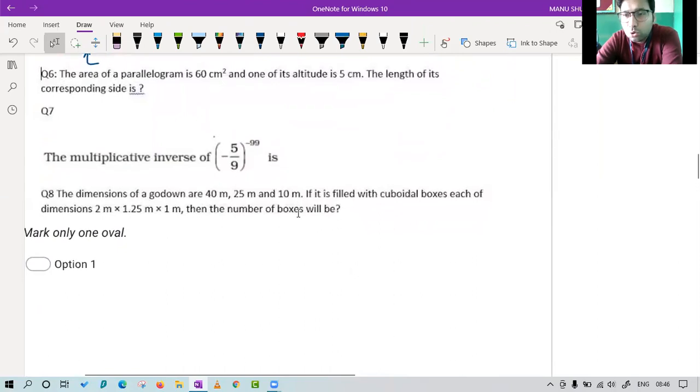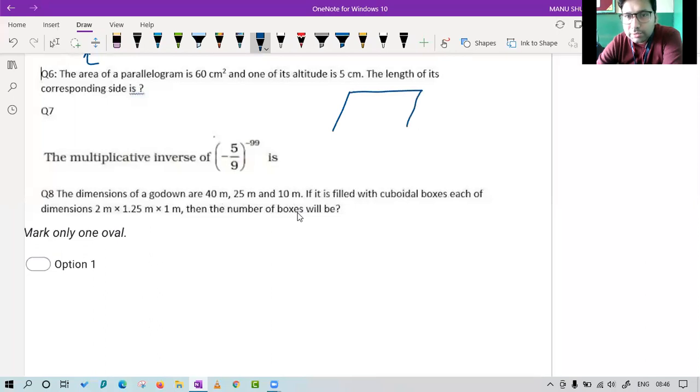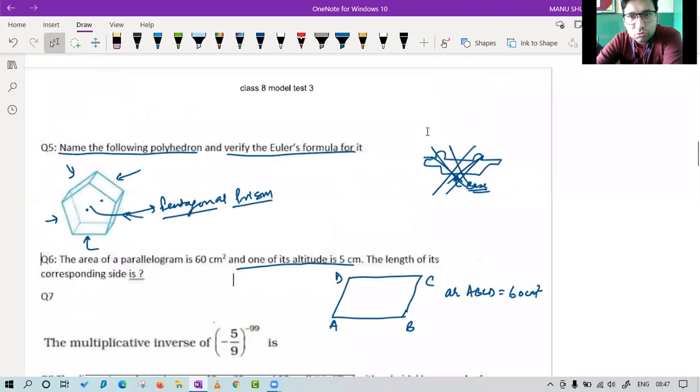Okay. Now, question number 6. The area of a parallelogram is 60 centimeter square. So you have to first draw a parallelogram like this. You may call it A, B, C, and D. Given to you is area of ABCD equal to 60 centimeter square, and one of its altitudes is, oh, sorry, I forgot to verify the Euler's formula.